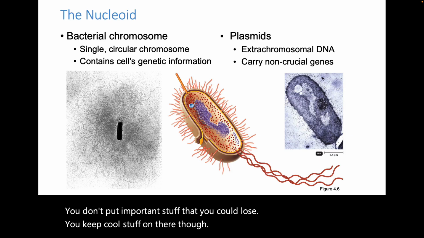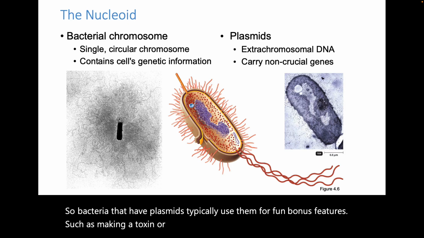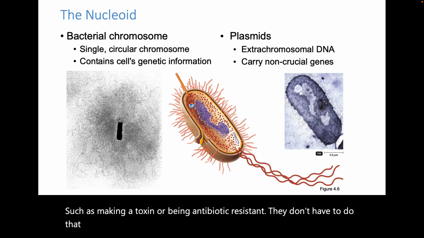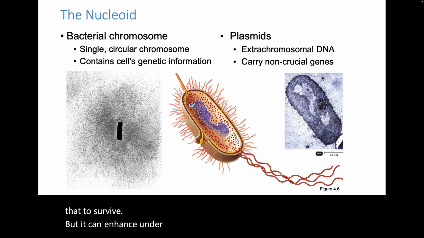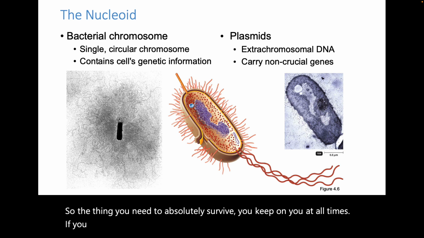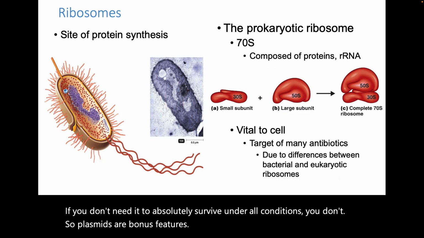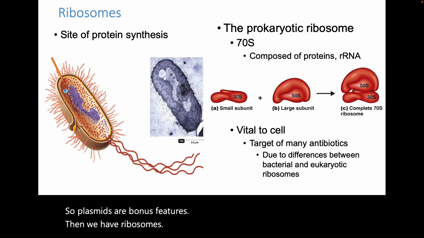So bacteria that have plasmids typically use them for fun bonus features, such as making a toxin or being antibiotic resistant. They don't have to do that to survive, but it can enhance survival under certain situations. So the thing you need to absolutely survive, you keep on you at all times. If you don't need it to absolutely survive under all conditions, you don't. So plasmids are bonus features. Then we have ribosomes. Where do we find most ribosomes in eukaryotes?